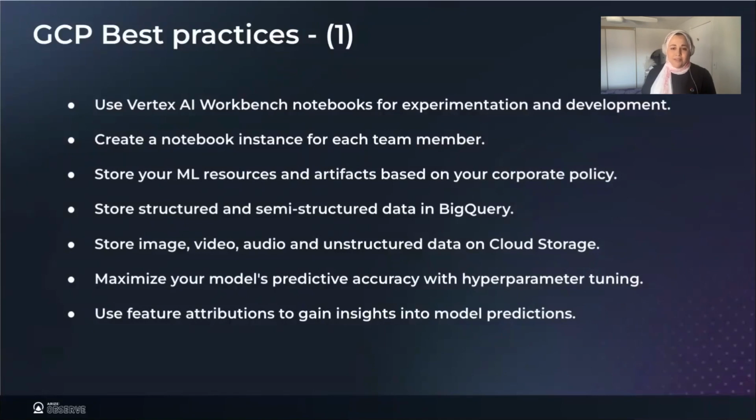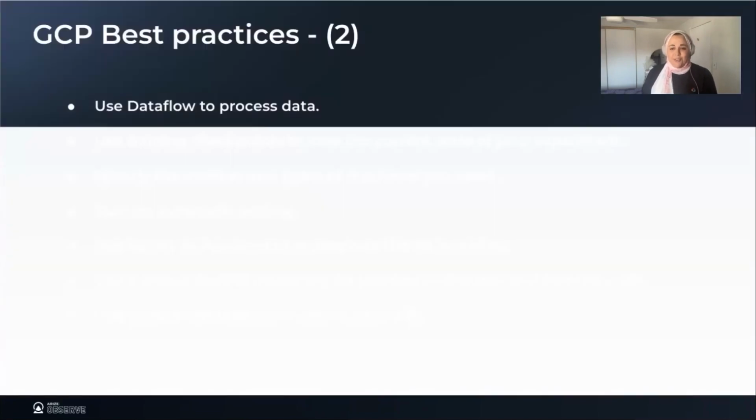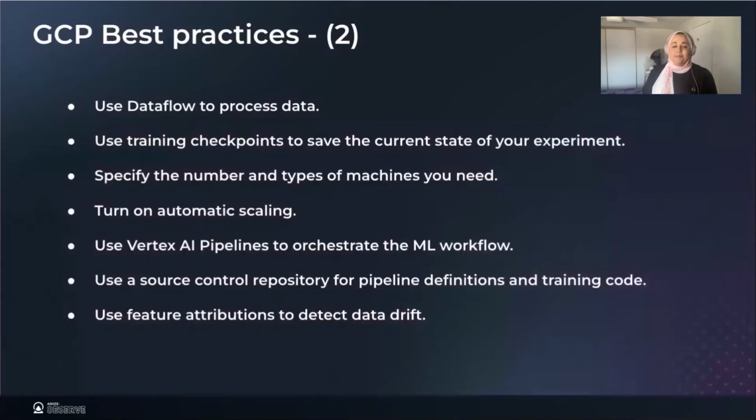And the last point on this slide would be using feature attributions to gain insights into model predictions. By offering feature attributions to provide insights into why models generate predictions, Vertex Explainable AI helps you better understand your model behavior and supports custom trained models based on tabular and image data.